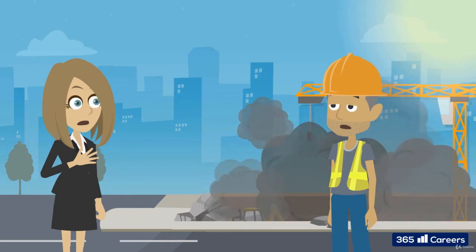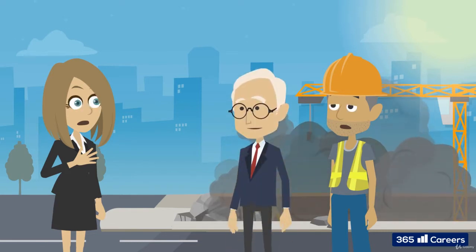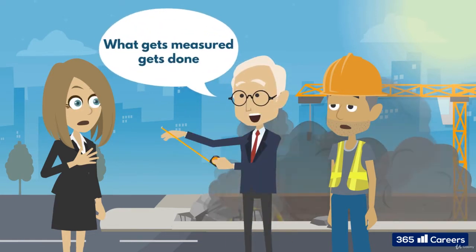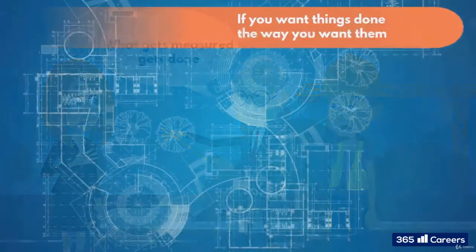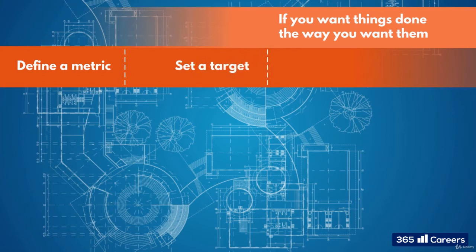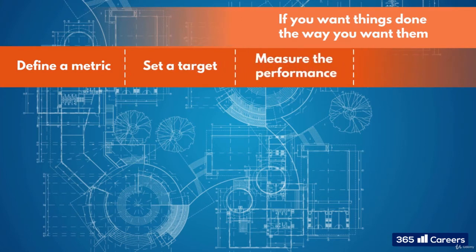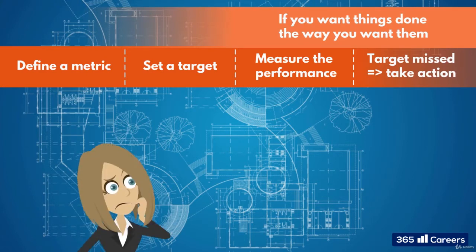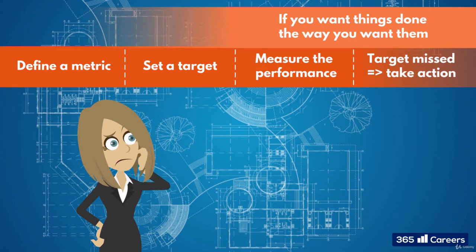Well, as the famous Peter Drucker quote goes, what gets measured gets done. If you want things done the way you want them, define a metric, set a target, and measure the performance. Then there is a step 4 if the actuals do not match the target: identify the reason and take action to correct the performance. Let's look at an example.